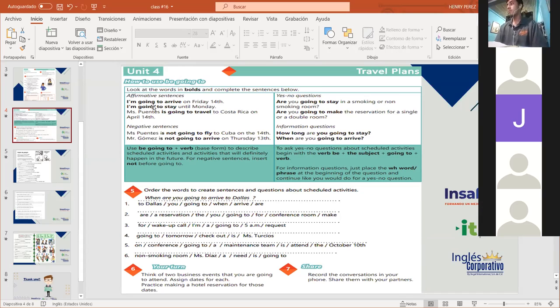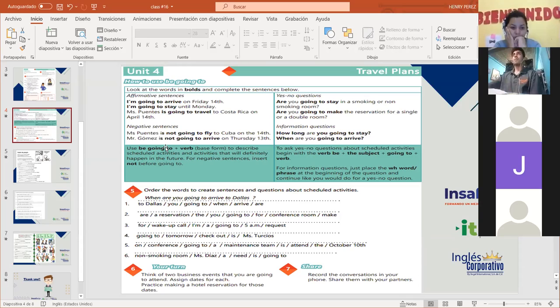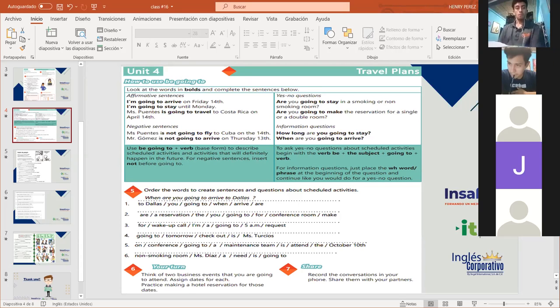Gustavo. Negative sentence. Mr. Fuentes is not going to fly to Cuba on the 14th. Very good. Mr. Gomez is not going to arrive on Thursday, 13. Okay, arrive. Very good. Aquí estamos utilizando lo negativo, negative. No se compliquen. Do not complicate yourself, okay?